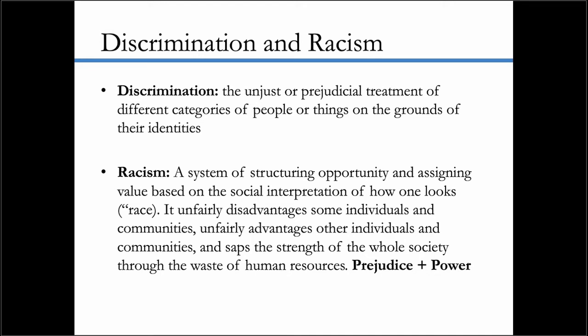Racism is a system of structuring opportunity and assigning value based on the social interpretation of how one looks, so their race. And racism unfairly disadvantages some individuals and communities. It unfairly advantages other individuals and communities and saps the strength of the whole society through the waste of human resources. Really, what racism is, is prejudice plus power.